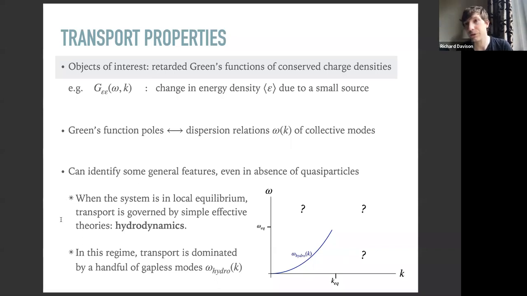And what that means is that in the appropriate regime, which in Fourier space is small energies and small wave numbers, the transport will just be dominated. So the retarded Green's functions of the charge densities will just be dominated by a handful of collective modes, which are gapless. And these are just the hydrodynamic modes of the system. And they will have some dispersion relation whose functional form you can relatively easily predict.